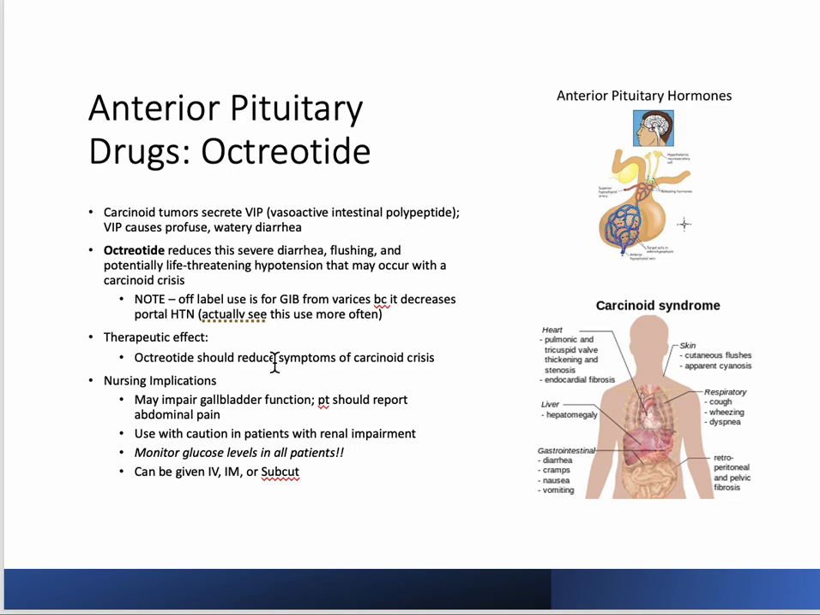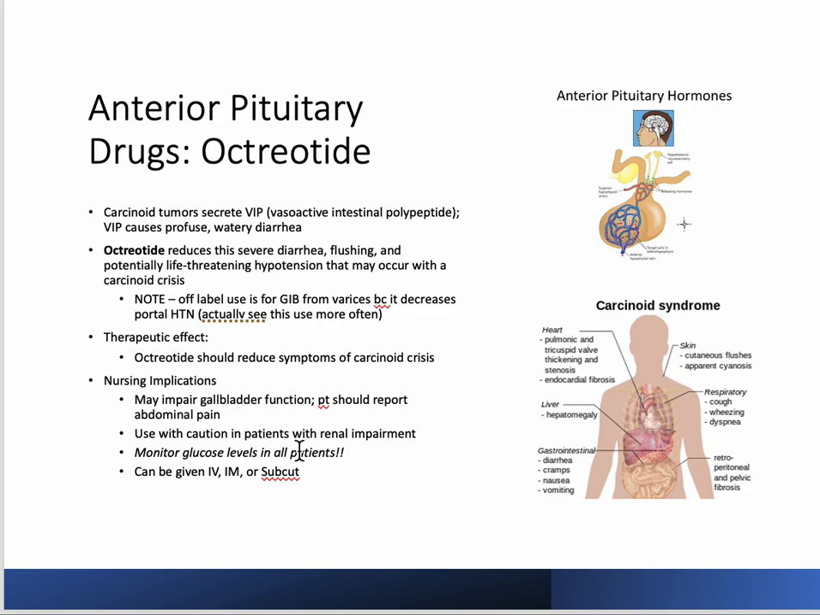One anterior pituitary drug, one that affects it here, octreotide. So octreotide is a medication that stops carcinoid syndrome. Okay, carcinoid syndrome is down here. The big thing with carcinoid tumors and carcinoid syndrome is that they sometimes secrete VIP, which is vasoactive intestinal polypeptide. And VIP causes profuse watery diarrhea. A ton of this watery diarrhea, okay?